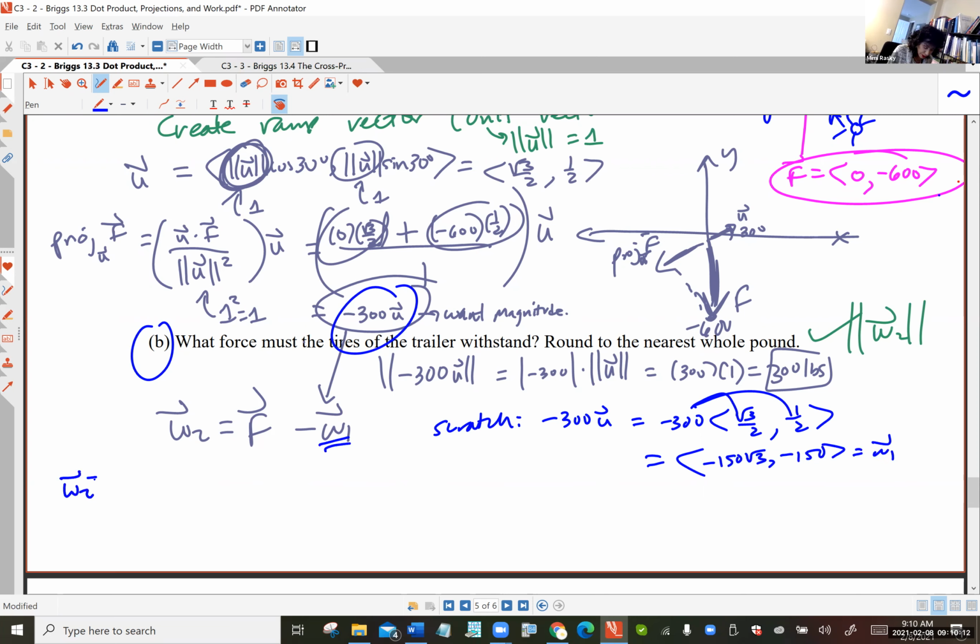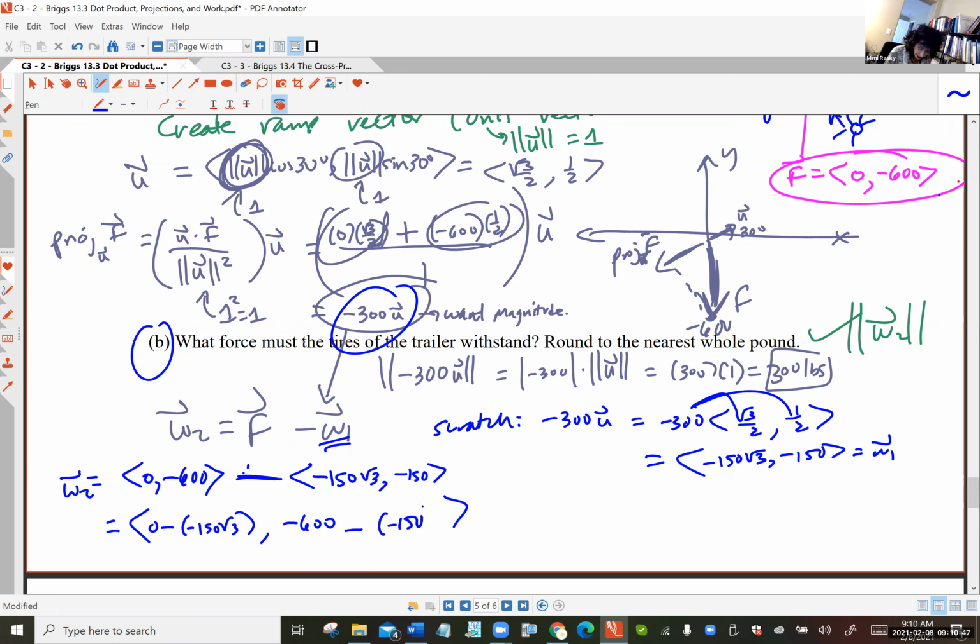So the W2 can be found by taking our weight vector, that's F, with components 0, negative 600, and we're going to subtract that from this vector with components negative 150 square root of 3, first component, second component is negative 150. And then you know how to subtract two vectors. We're going to take the first component of 0 minus a minus. Minus a minus is going to be a plus, obviously. And then the second component will be the difference of the y components. And again, we're going to have another minus minus. Got to be careful. A lot of minuses floating around here.